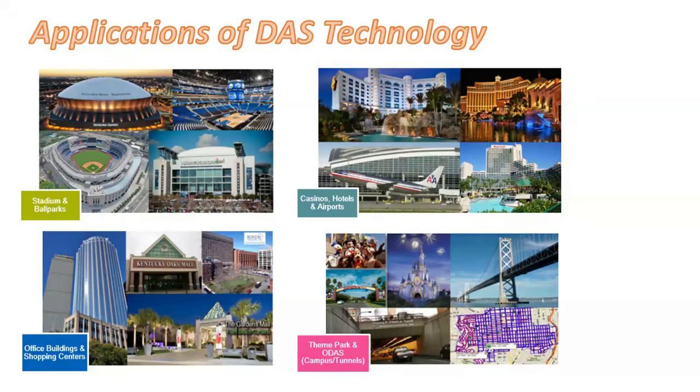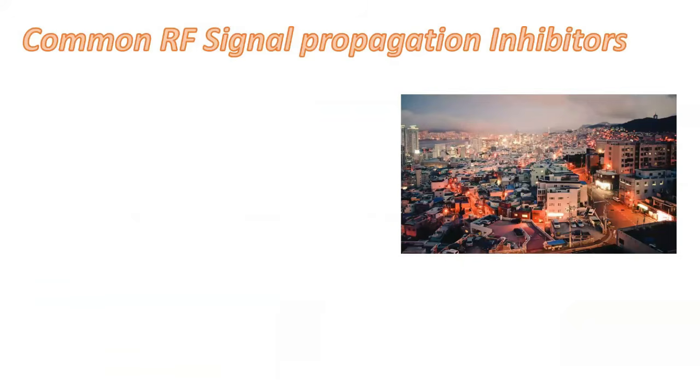So in addition to RF requirements, we must consider some relevant issues as well, which are dependent on the nature and the type of building. So what are the common RF signal propagation inhibitors? Can you write some of the issues we face for wireless while signals travel from one place to another?